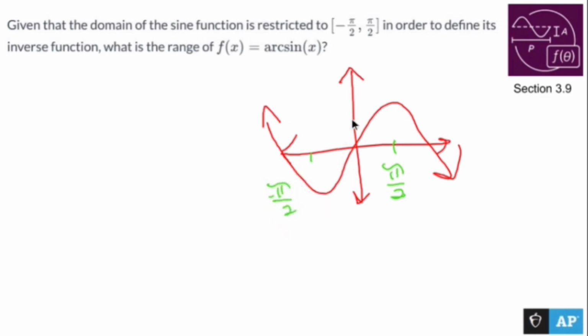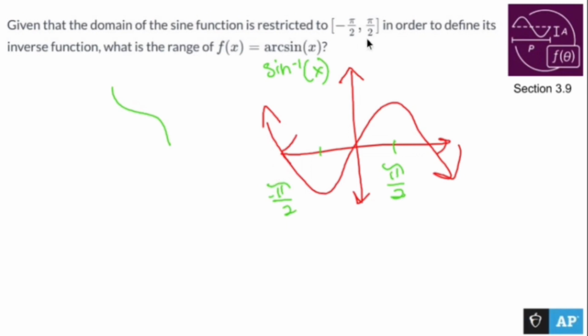Now, keep in mind what this is supposed to look like: its inverse is basically a mirror image that flips this sideways. What is the range of arc sine x? Now, arc sine is just fancy talk for sine inverse. Don't lose sleep over it. I just wanted to show you that if I were to take this and flip it sideways, we get this weird looking thing that looks like this.